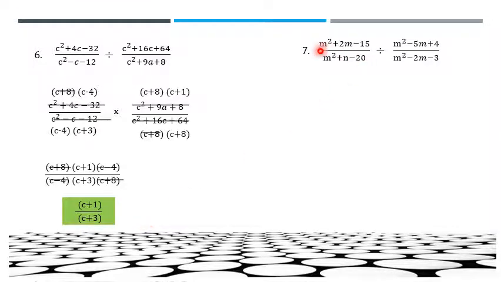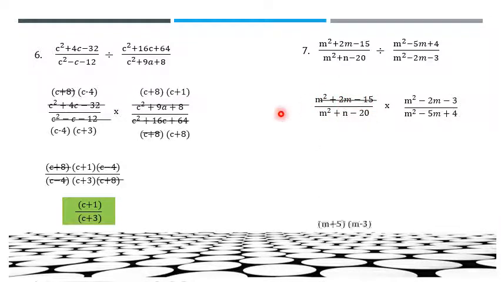Number 7: m squared plus 2m minus 15 over m squared plus m minus 20, divided by m squared minus 5m plus 4 over m squared minus 2m minus 3. Copy, then change the sign, then reciprocal. Then let's factor. The factor of this one is quantity m plus 5, quantity m minus 3. The factor of this one, quantity m minus 4, quantity m minus 1. Both of these can be factored using the general trinomial. Okay, there's no same, so it can be factored.